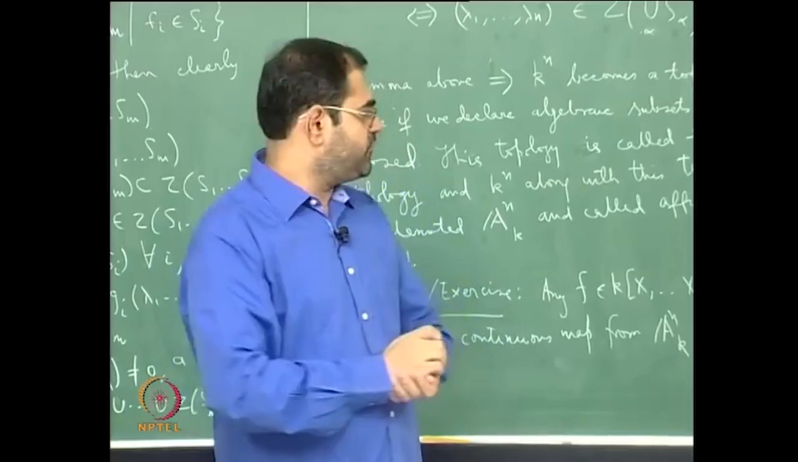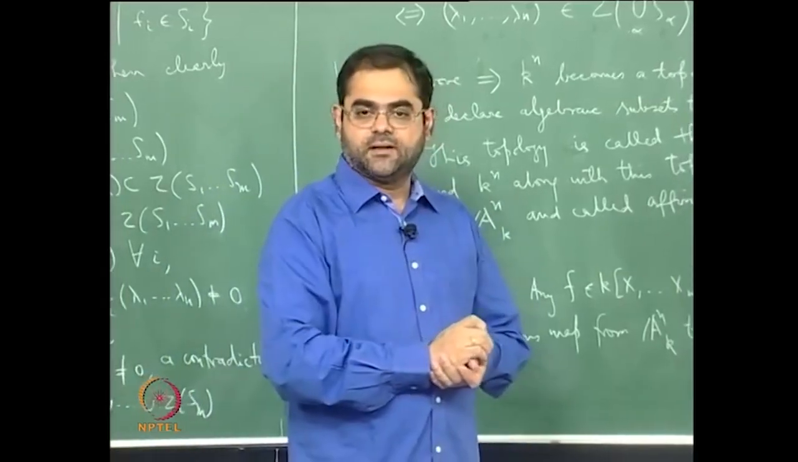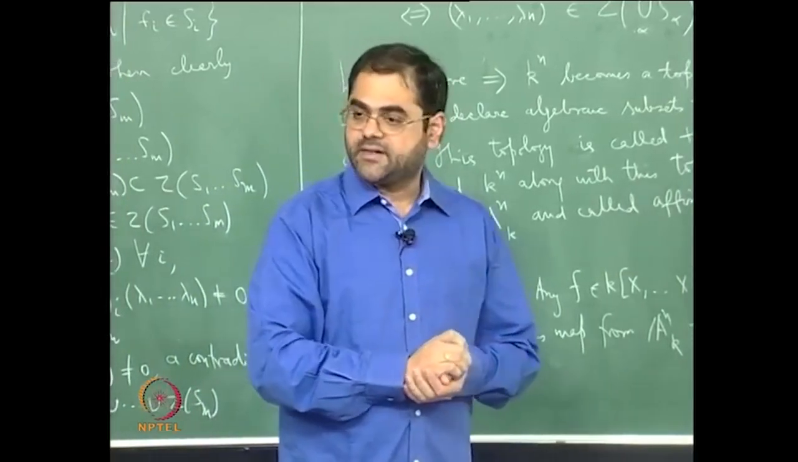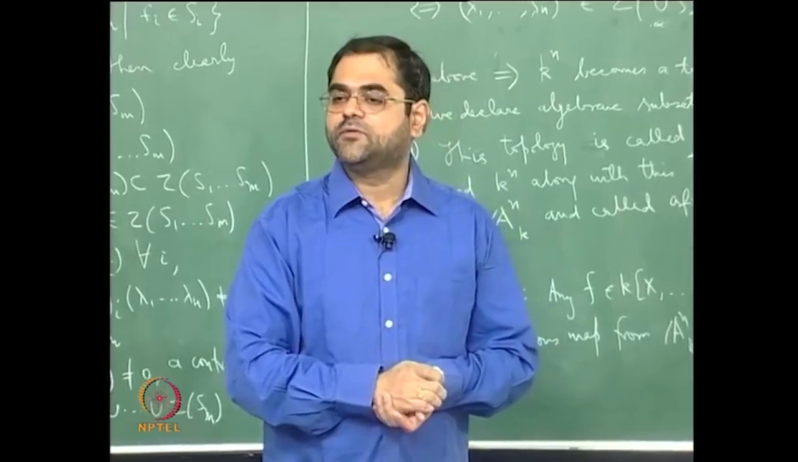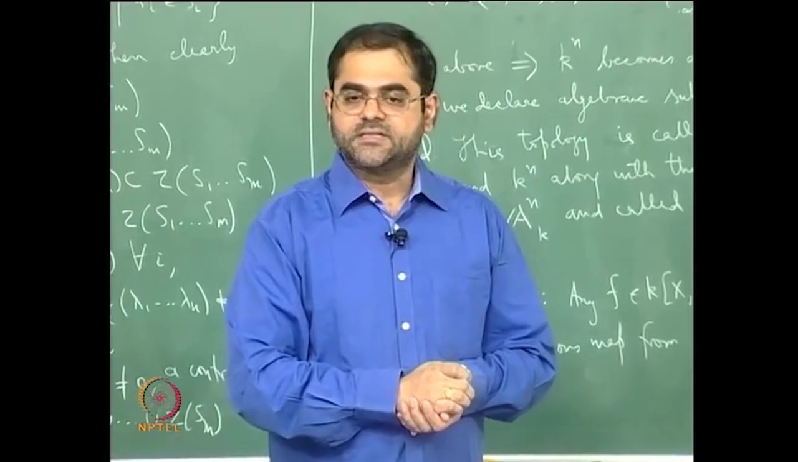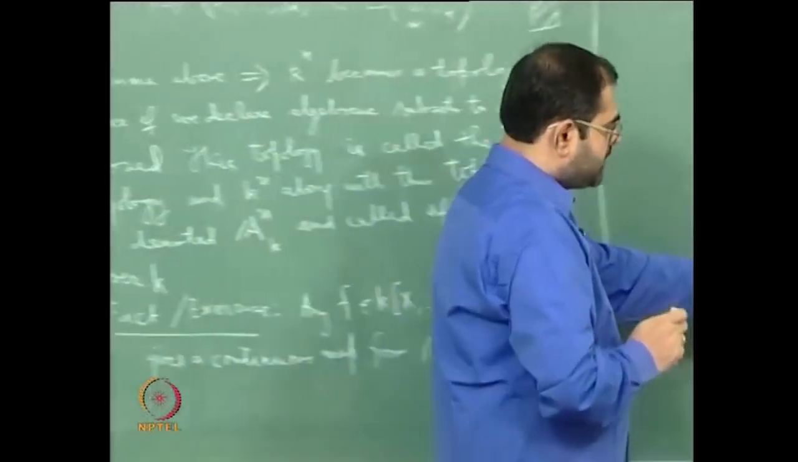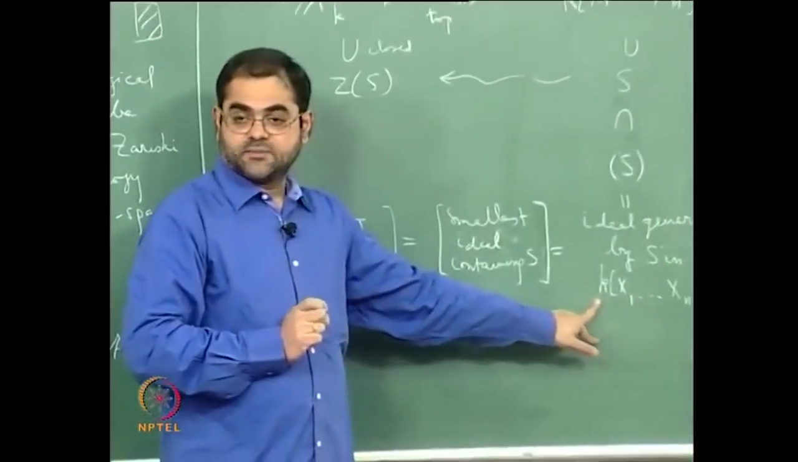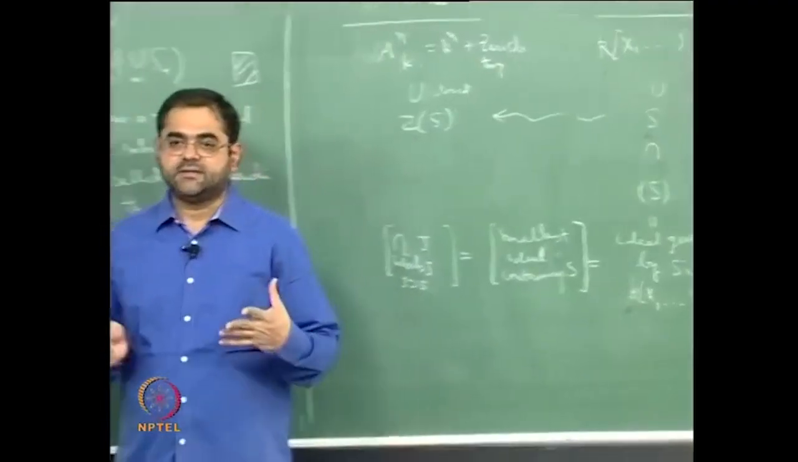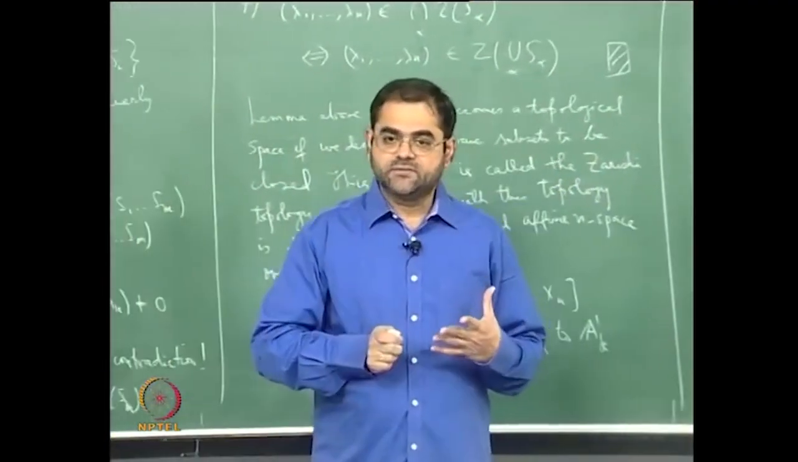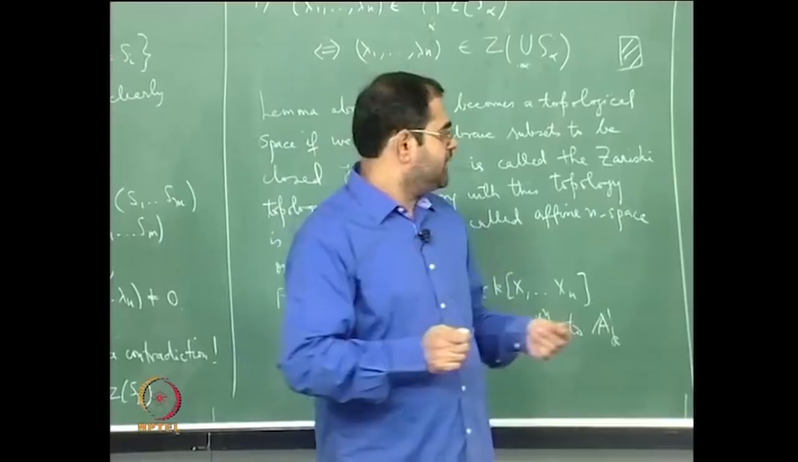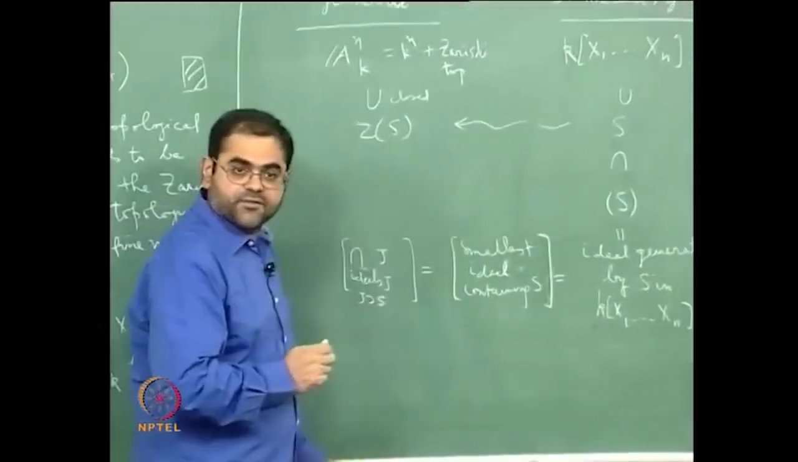The intersection of a family of subgroups is again a subgroup. Okay. So if you want a subgroup generated by a subset of a group, all you have to do is simply take the intersection of all the subgroups which contain that subset. Similarly, if you want the ideal generated by a subset of a ring, all you have to do is just take the intersection of all the ideals which contain that subset. Okay. So that is the smallest ideal containing S.